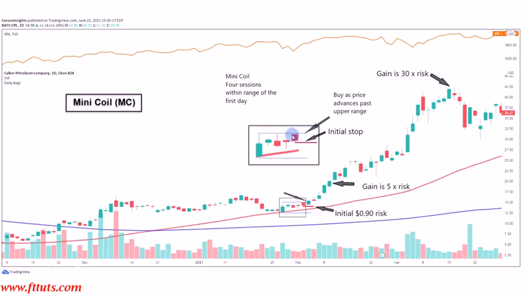And if we break the highs and then we take out the lows of the prior day of the breakout, you know that the breakout is not working, that sellers have come back into the picture, so you can quickly exit with a very small risk and try again at another point in time.